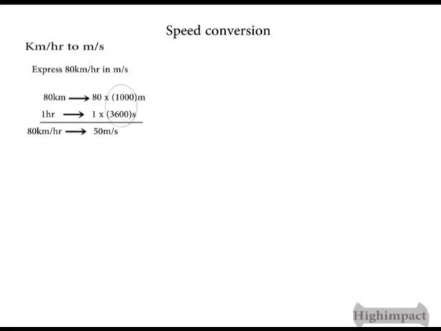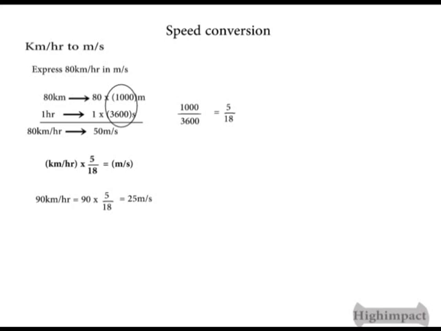Now, if you consider this part alone, it will give us 1,000 over 3,600. If we simplify that, we get 5 over 18. And so to convert kilometers per hour into meters per second, we multiply by 5 over 18. And so 90 kilometers per hour will be 90 times 5 over 18, which is equal to 25 meters per second.